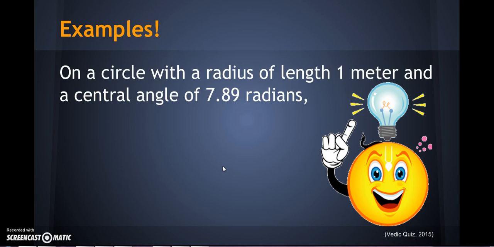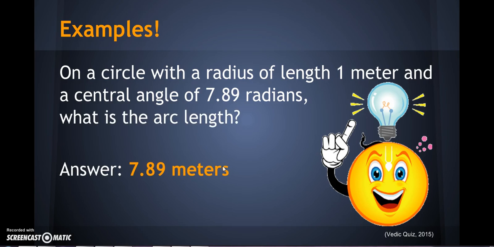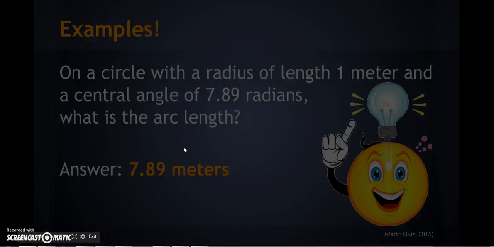Another example would be, let's say we have a circle with radius of 1 meter and a central angle that has an angle measure of 7.89 radians. So what do you think the arc length is? Well, it's going to be 7.89 meters. So 7.89 times 1, not too hard. But remember, a full revolution is going to be equal to 6.28 meters. That's 2 pi. So how can we have something that's bigger than 2 pi? Is that even possible?